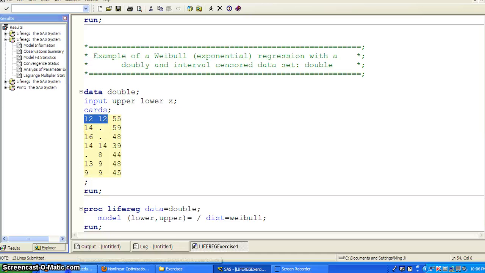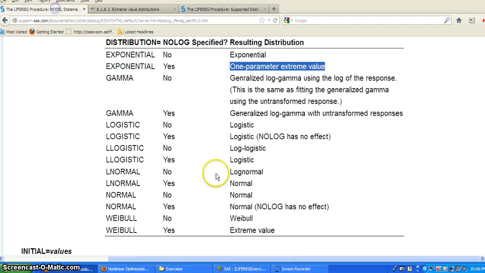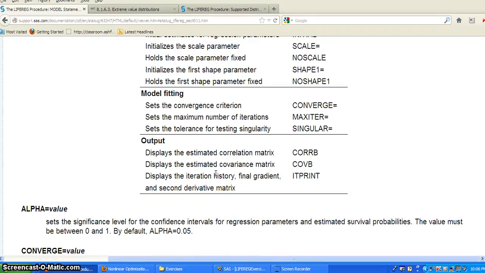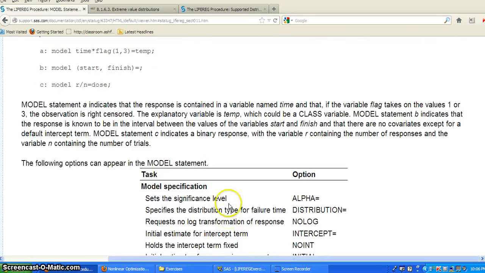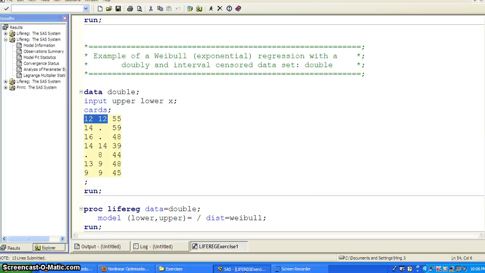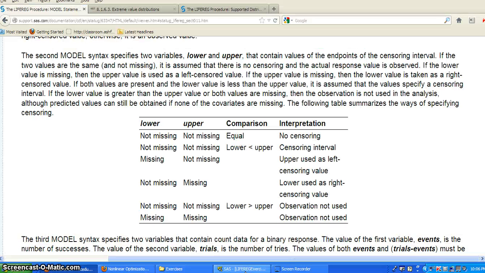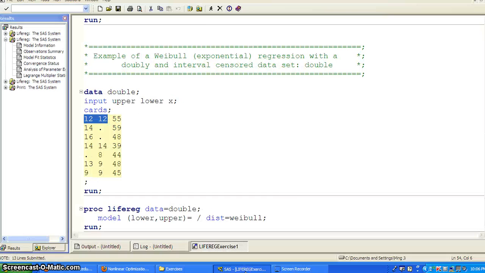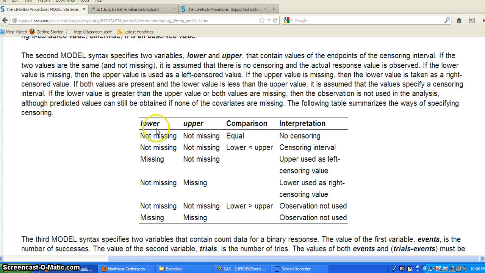You still remember what the lower and upper bounds mean, right? So if we go back to the model statement, if both are not missing and equal, it means no censoring. Both not missing, with the lower less than the upper, is interval censoring. If the upper is not missing but the lower is missing, the upper is used as the left censoring, and so on. So you can refer to this table to understand what values we have here.